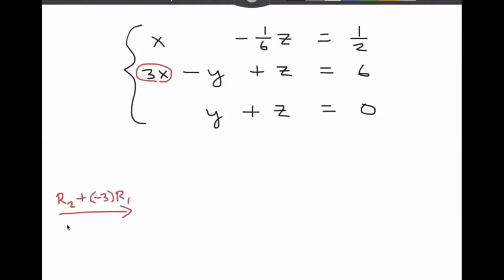Okay. So what I'm going to do, and hopefully after you get used to this, you won't feel the need to do this every single time, I'll just scribble up here what it looks like after I multiply row 1 by negative 3. I would get negative 3x. And then over here, I would get negative 3 times negative 1/6 z. So negative 3 times negative 1/6 is positive 3/6. In other words, positive 1/2.